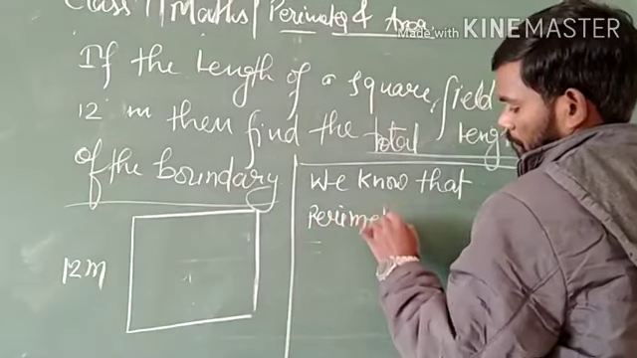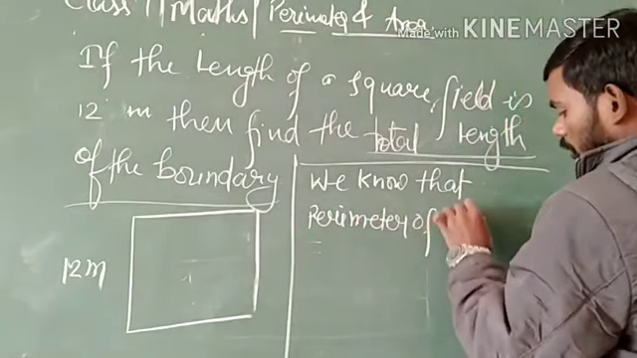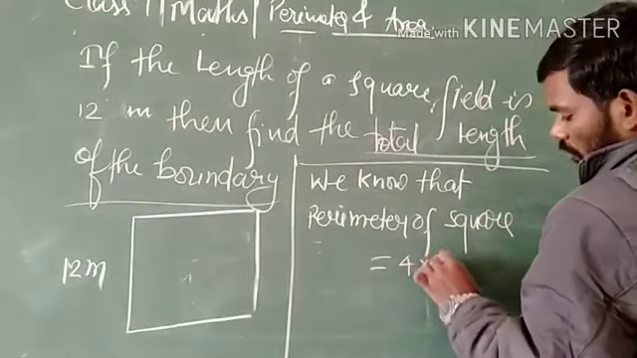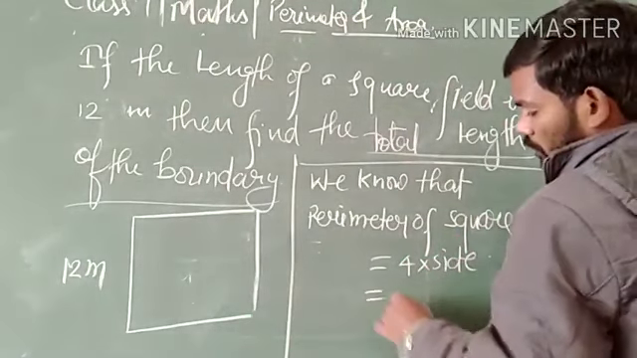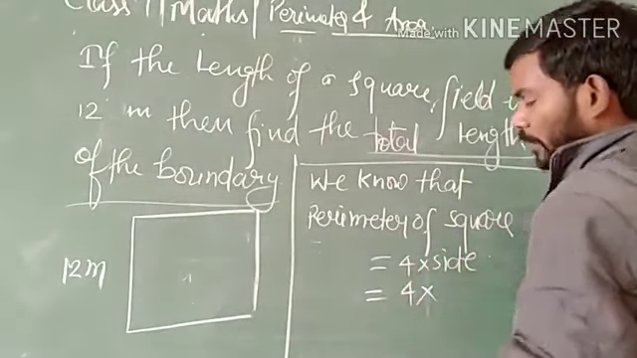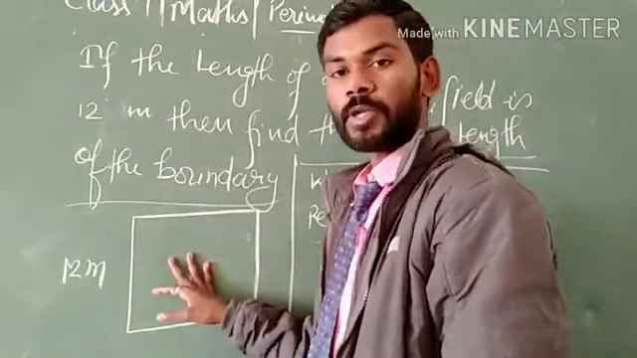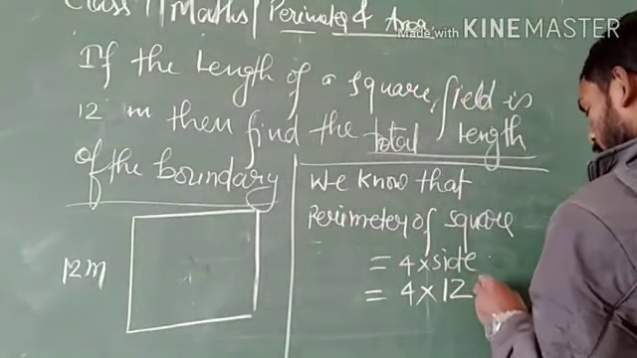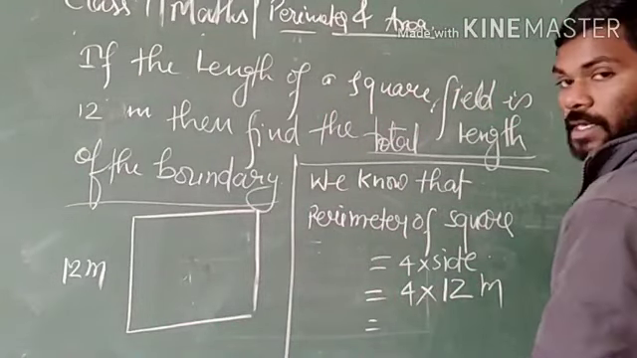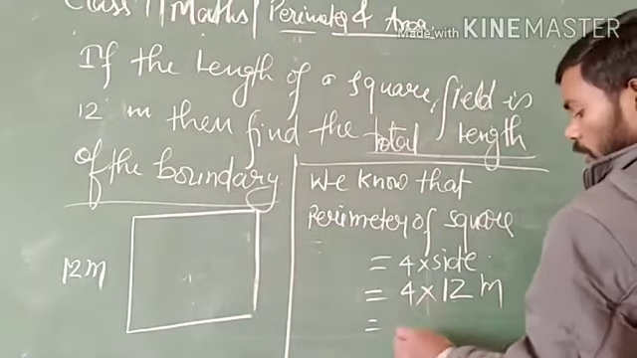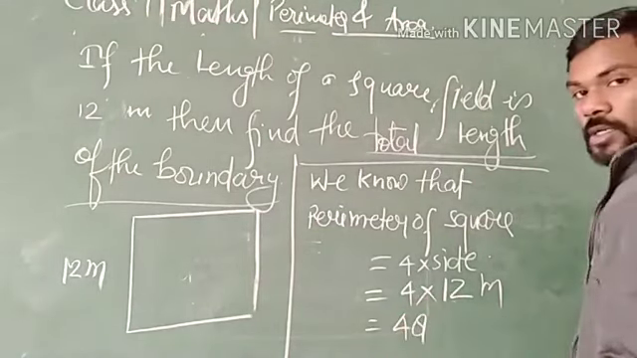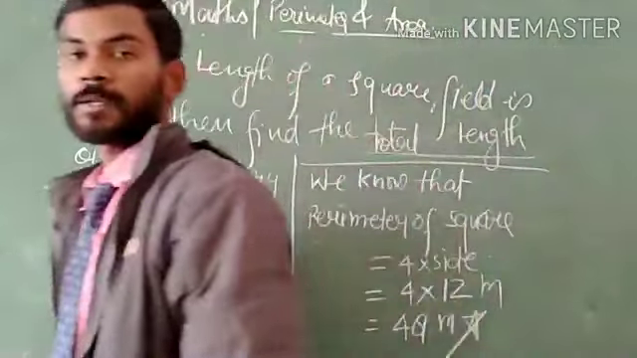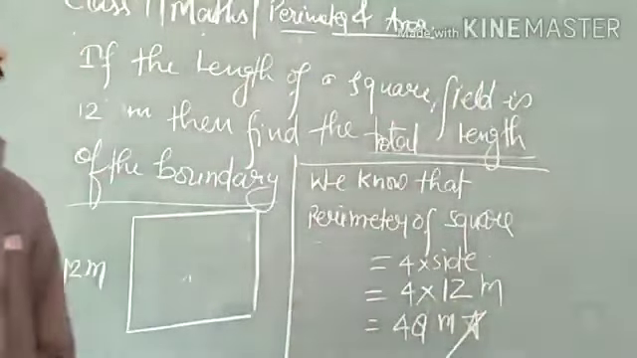perimeter of square is equal to 4 into side, so that 4 multiplied by the side of the square, which is 12 meter. So here we write 12 meter, and at last we get 12 times 4 is 48 meter, which is the required result of the given problem.